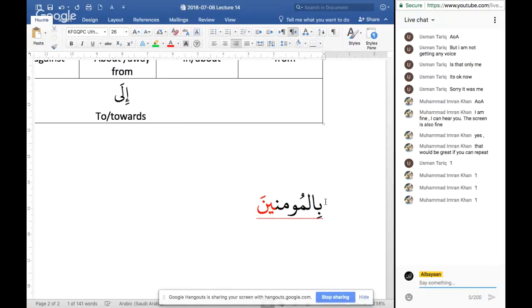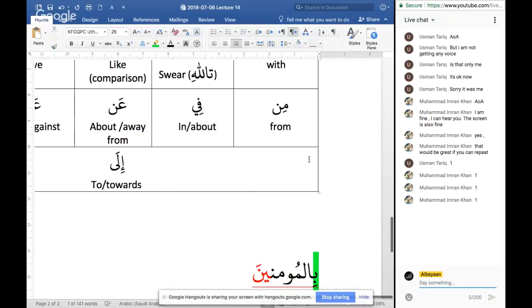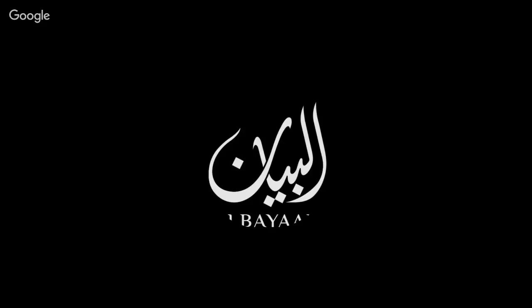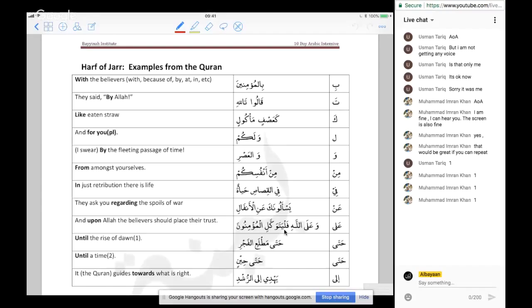I'm looking at this B in the beginning. It's a jar. It is making the ism coming after it majrur. Let me take you in your notes. If you could please go to your page, just go here. So let's do it right here.